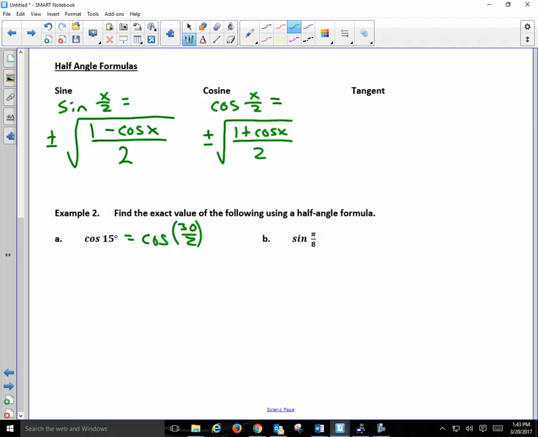For tangent, you get two formulas, and you get to choose which one you want. So the tangent of x divided by 2 is equal to 1 minus the cosine of x divided by sine of x. Or you could use sine of x over 1 plus cosine of x.